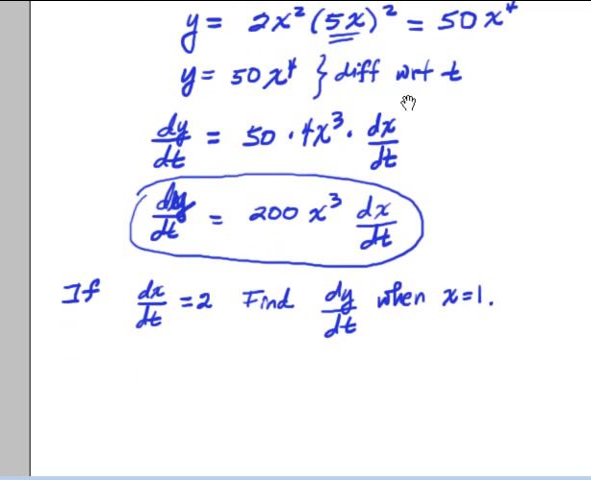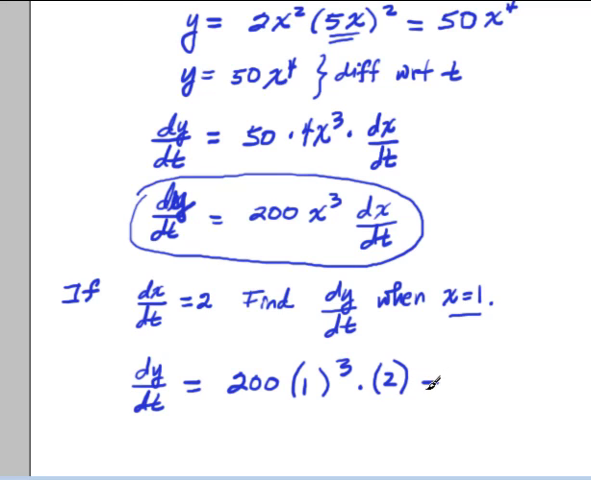We'll just substitute in, and using this equation here, we have dy dt is equal to 200. We want dy dt when x is equal to 1, so that would be 1 cubed, and we're told that dx dt is equal to 2. So we just put a 2 here. So dy dt is equal to 400 when x is equal to 1.